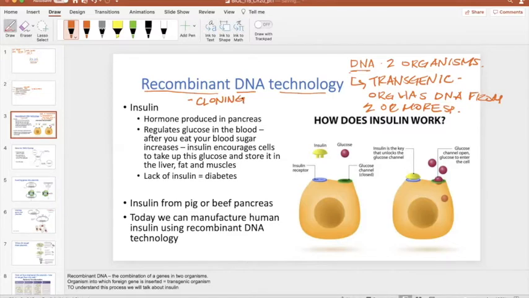Okay, so first, let's talk a little bit about the hormone insulin. You probably have heard of this before. Insulin is a hormone that is produced in the pancreas of many, many organisms. We find it all throughout vertebrates. And what this hormone does is it regulates the glucose in your blood.